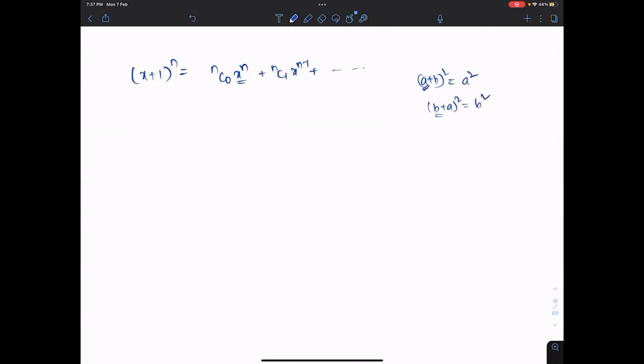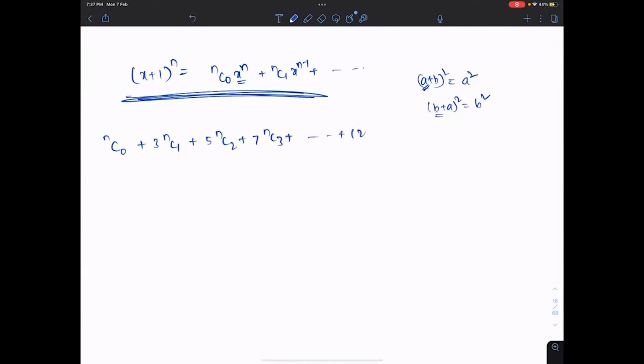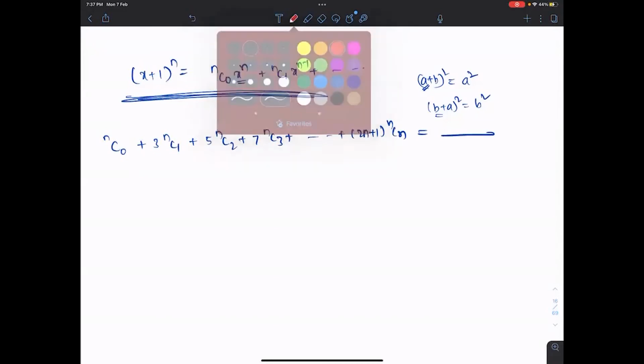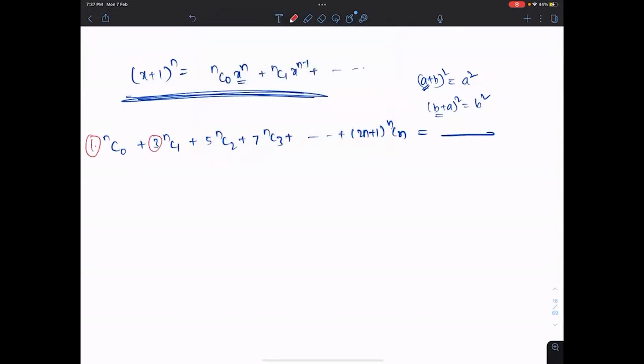So I'm not going to take a specific case. Okay, first let me give some formulas, then I will go in general. The first formula is something like this: nC0 plus 3 times nC1 plus 5 times nC2 plus 7 times nC3 plus so on, till 2n plus 1 times nCn. What is the result of this? Here, what is the observation? The coefficients are in AP, correct?